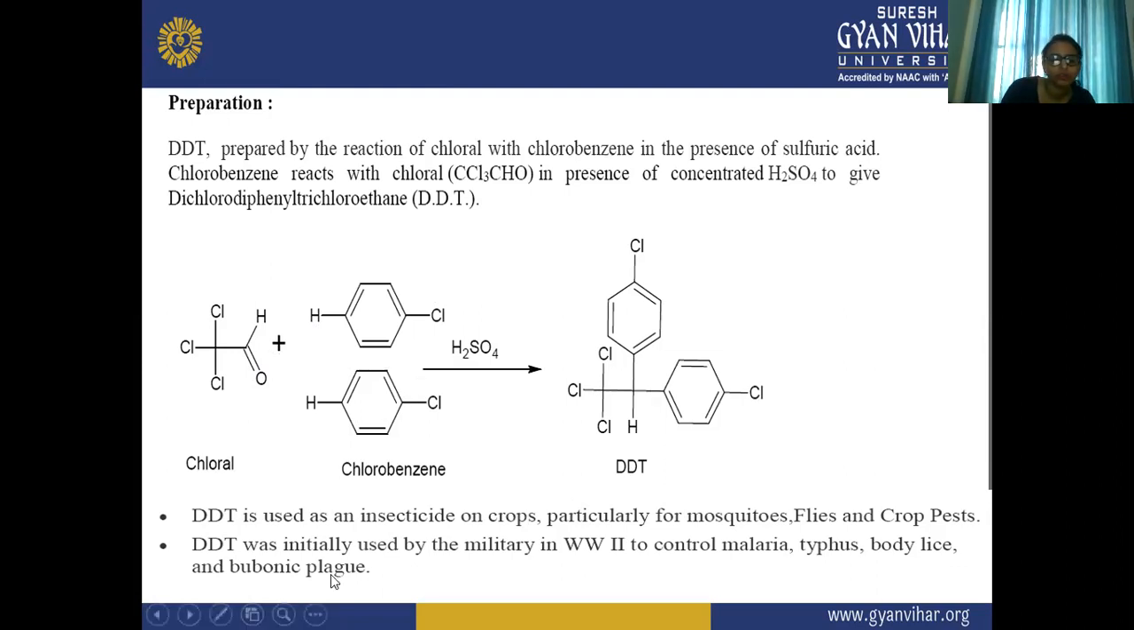So the uses of DDT. DDT is used as an insecticide on crops, particularly for mosquitoes, flies, and crops.